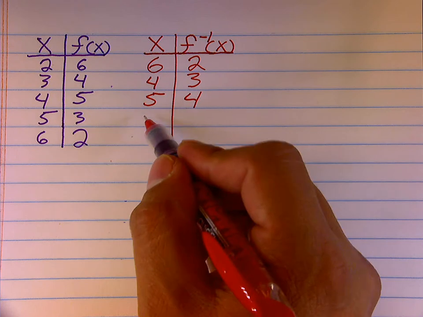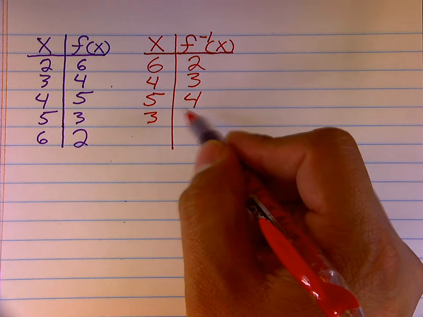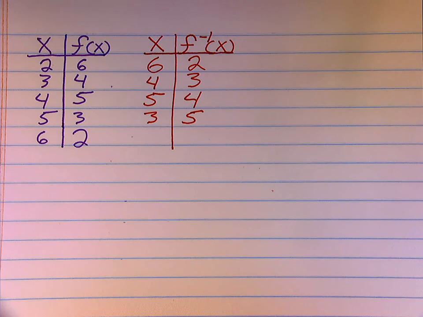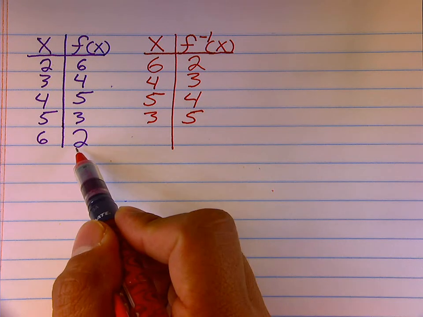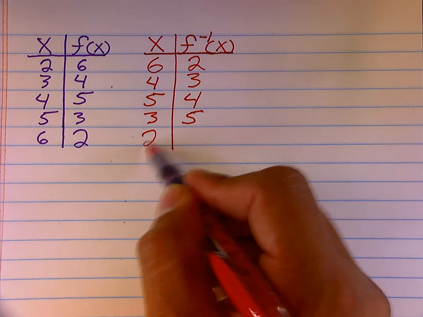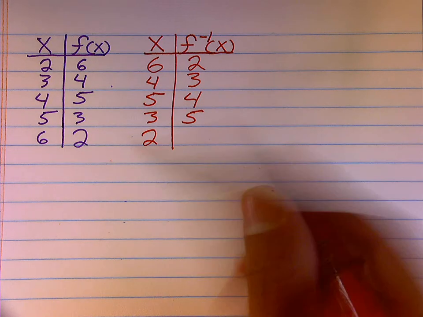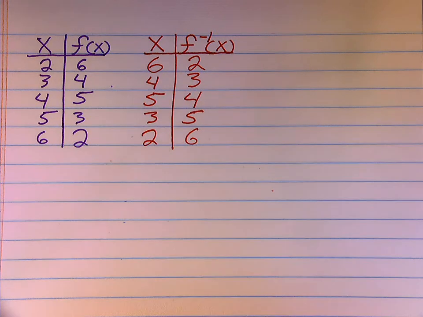Input 5, output is 3. The inverse will take that input and take it right back to the 5. Input a 6, output a 2. The inverse will take that output in and put it right back to the 6. This is my inverse of f of x. Notice, every x value on the original function becomes the y value of the inverse function.